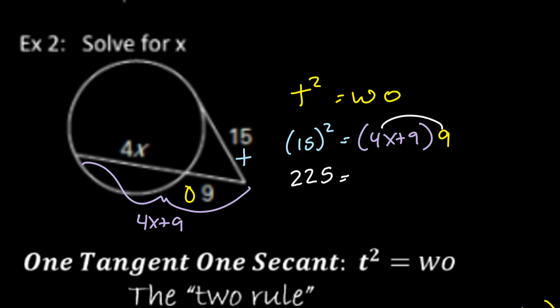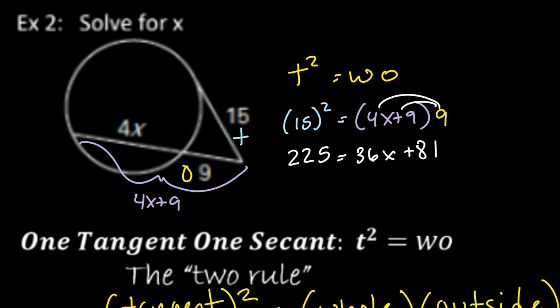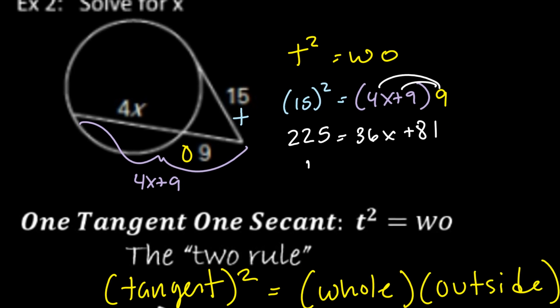and I have to distribute the 9, or if you would like, you could just divide both sides by 9 and get it out of the way. But we'll distribute. 9 times 4 is 36, 9 times 9 is 81, 225 minus 81 is 144. Divide by 36, and x is 4.